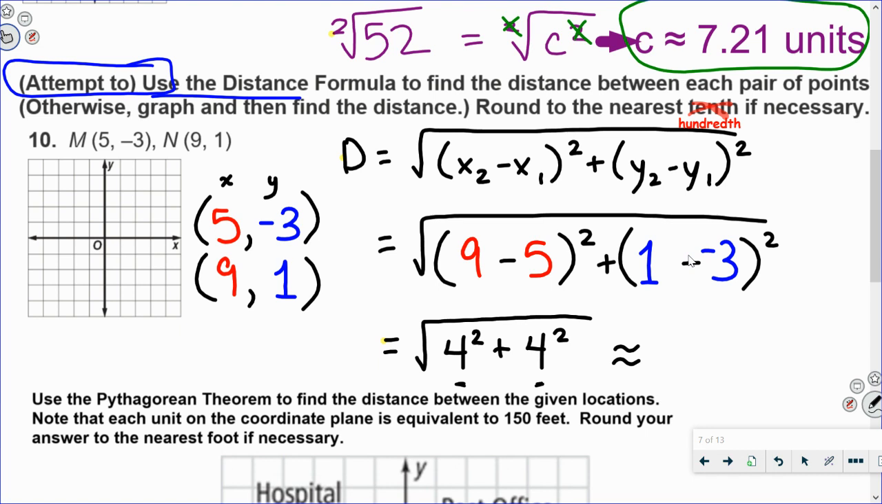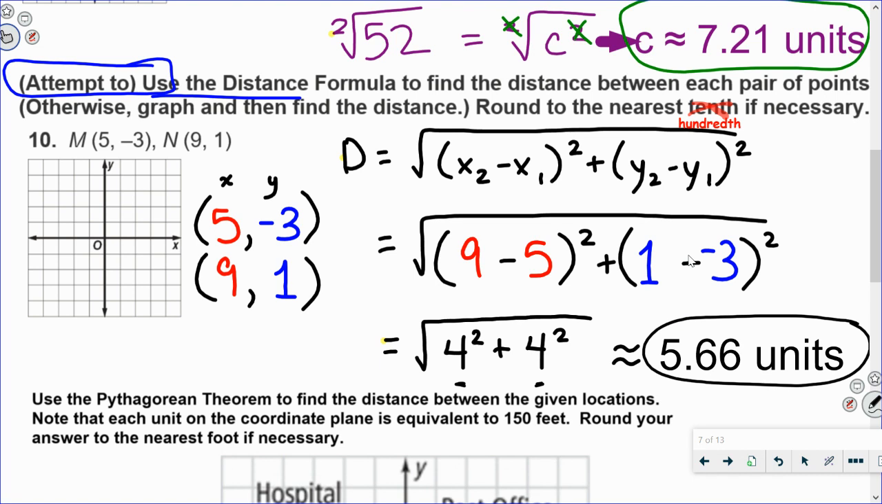So 4 squared is 16 plus another 16 is 32. The square root of 32 is 5.66 units. Now, I did leave the graph here, but can I just point out that while 5, -3 fits nicely, 9, 1 does not. Unless, of course, you change the scale, which you're welcome to do. So then 5, -3, and 9, 1 would fit.